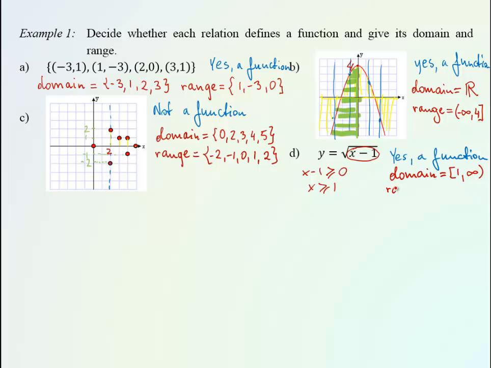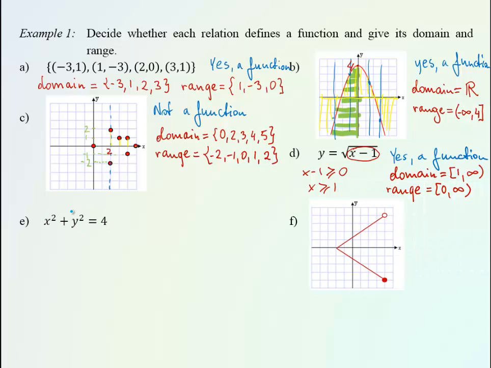As a matter of range, we just need to analyze this expression. If I take a root of something, this root will always be positive. The least that I can obtain is 0. You can't have a negative value of a root. So the range will be from 0 to infinity.